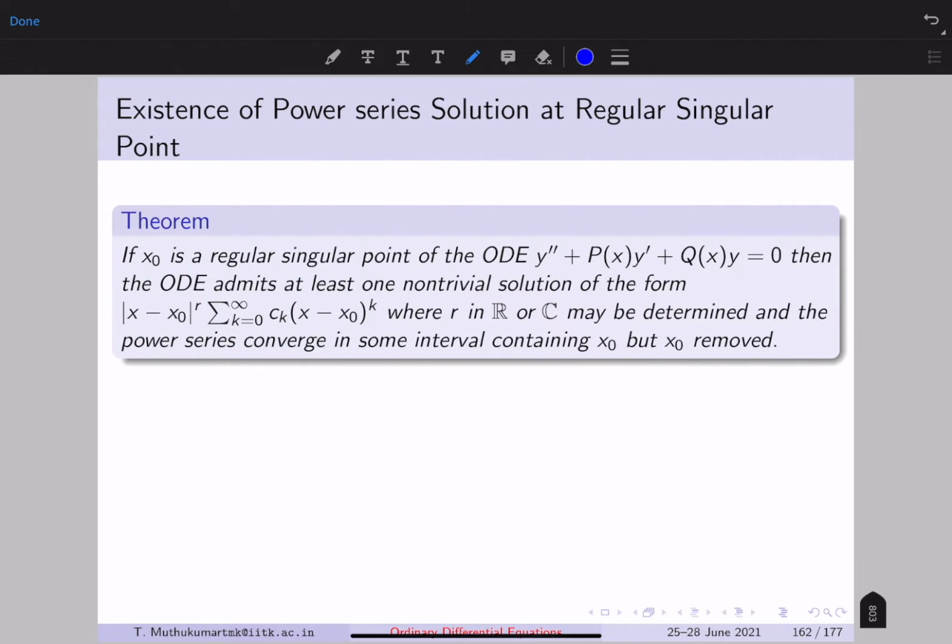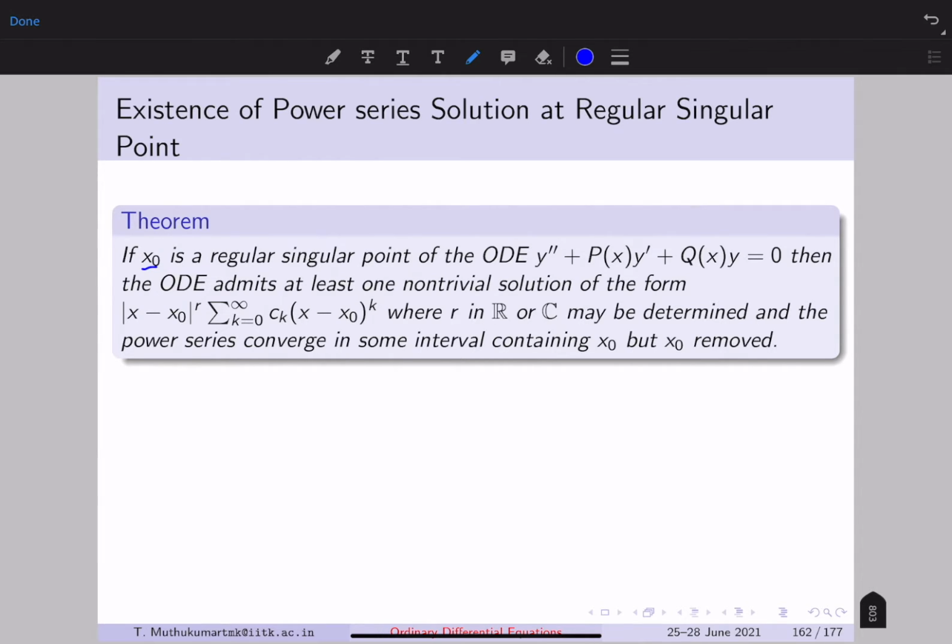Okay, so now we have the result which talks about how to compute the solution using the power series method at a point which is a regular singular point. We have already seen how to use the method of power series when your x naught is an ordinary point. When it's an ordinary point, P and Q have to be analytic at x naught, and then you use the power series form of y, substitute, equate like powers, find the coefficients, and that is how you compute the power series solutions of a second order ODE.